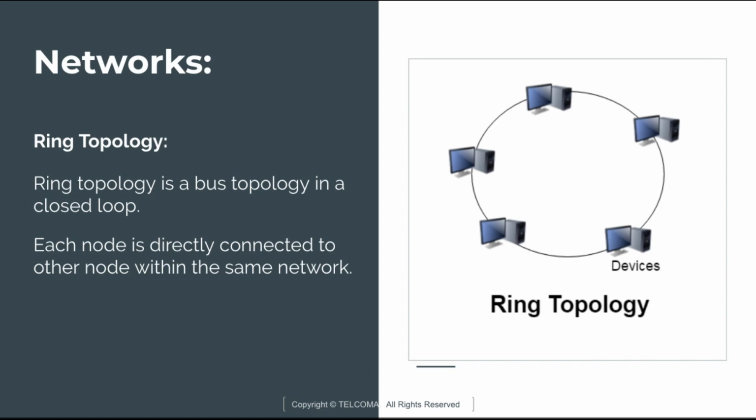Each node is directly connected to another node within the same network, and when one node sends the data, it passes through each intermediate node in the ring until it reaches its destination. Each intermediate node retransmits the data to keep the signal strong. The advantage of this is that the network is cheap to install, and it provides high performance. The disadvantage is that it is difficult to troubleshoot this network, and adding or deleting a node also disturbs the whole network, and the failure of one node will disturb the other nodes also.